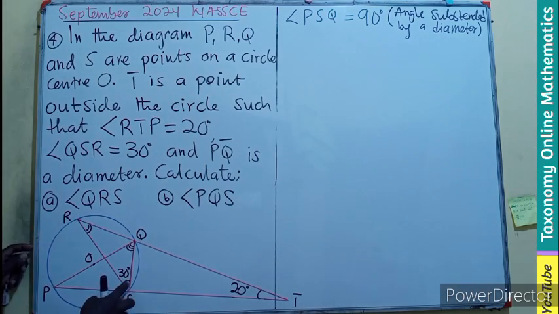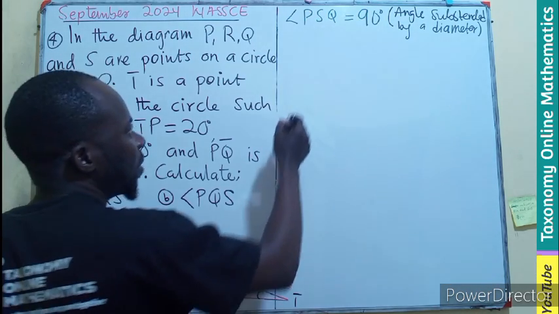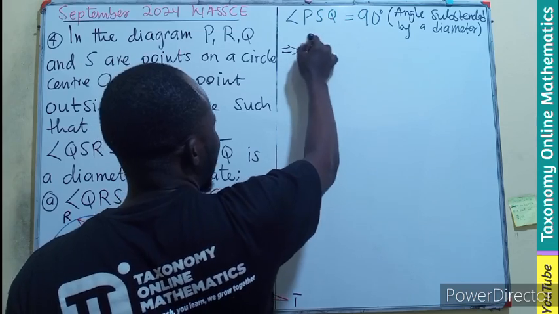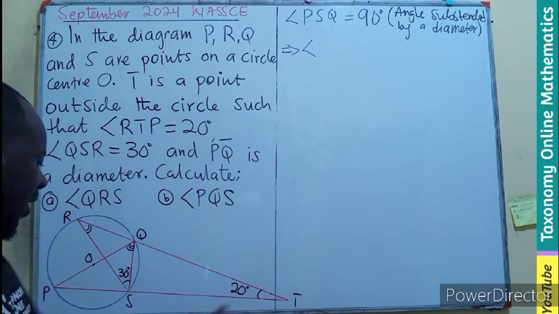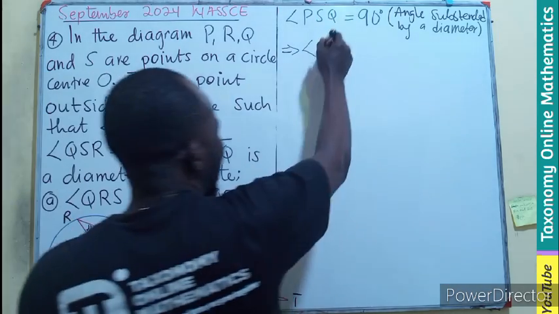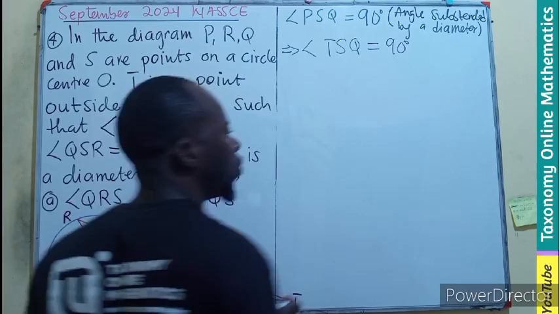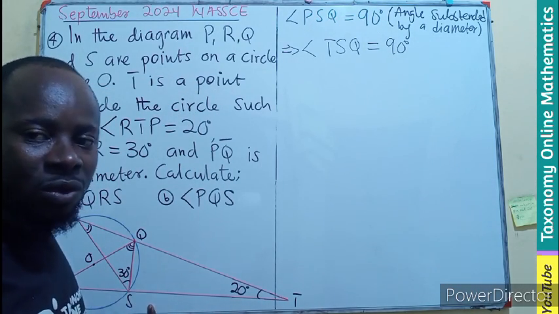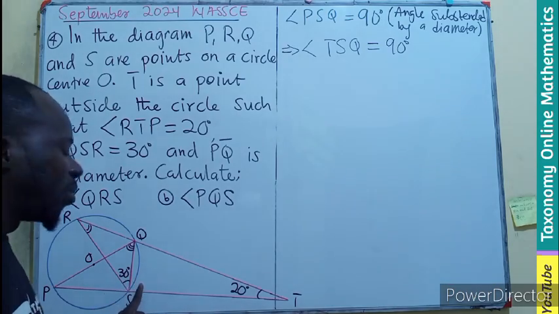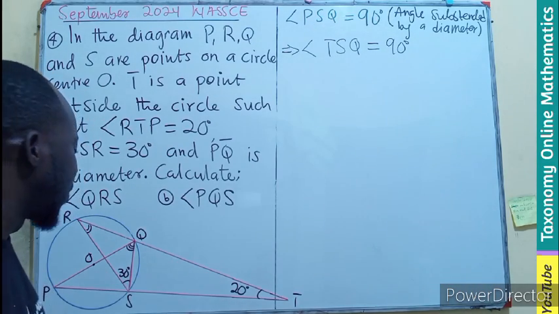So if the whole of that angle is 90, then the angle behind will also be equal to 90. That implies that the angle TSQ will also be equal to 90 degrees. That property is the sum of angles on a straight line: 90 plus this 90 gives you 180 degrees.